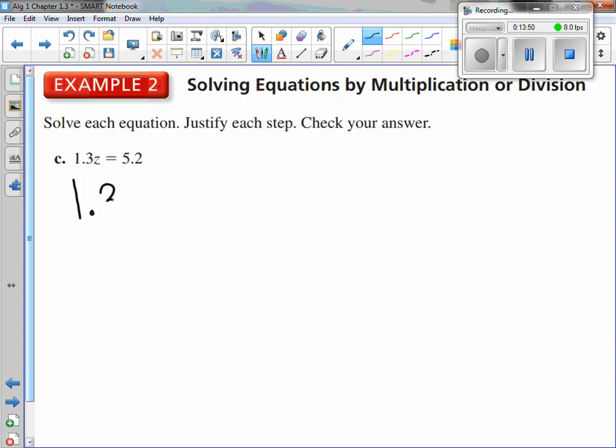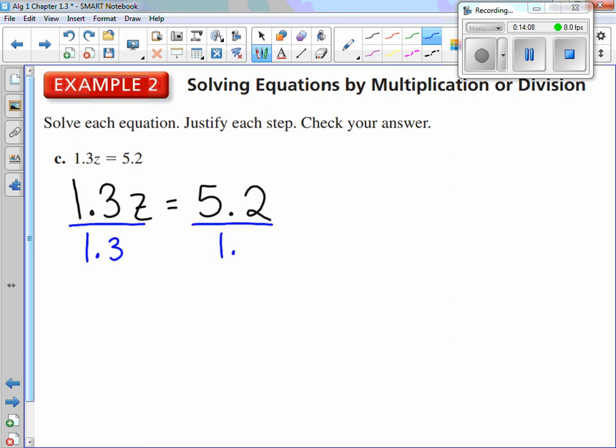Now let's look at our next one. 1.3z is equal to 5.2. Now we want to get the value of z by itself. So to get the value of z by itself, we're going to use our division property of equality and divide both sides by 1.3.